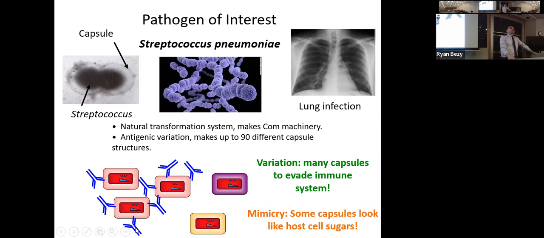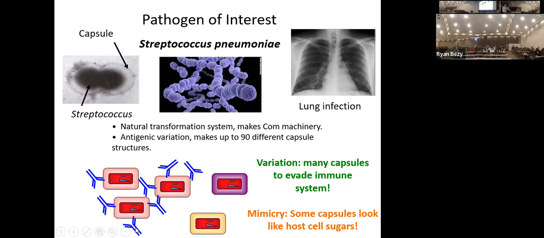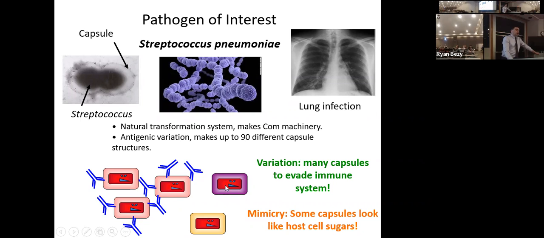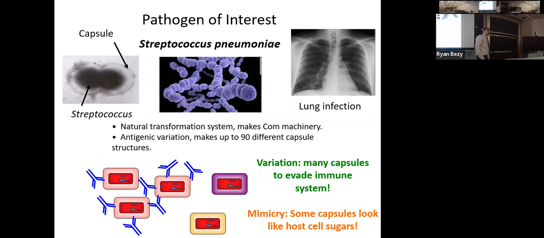Do you guys remember what a capsule is? It's been a while. It's an extra little layer around the cell, but what's that layer made out of? Sugars, extracellular polysaccharide layers. The capsule is a layer of sugars that wraps around the cell. But Streptococcus pneumoniae makes 90 different versions of a capsule layer. It can make capsules out of 90 different sugars.